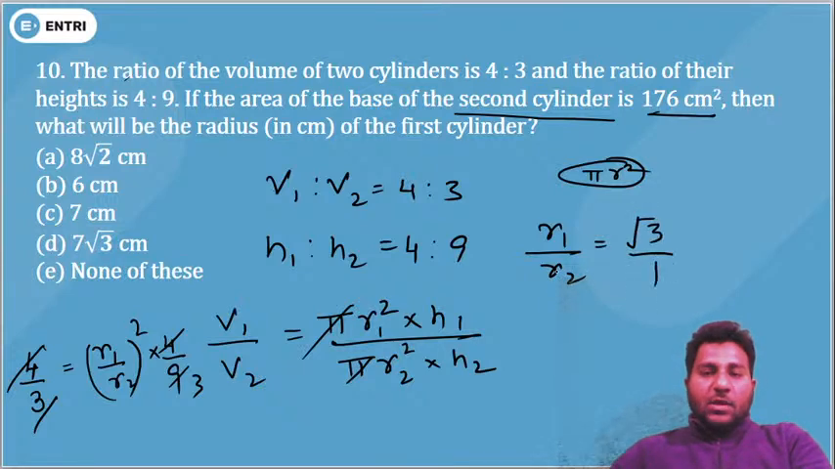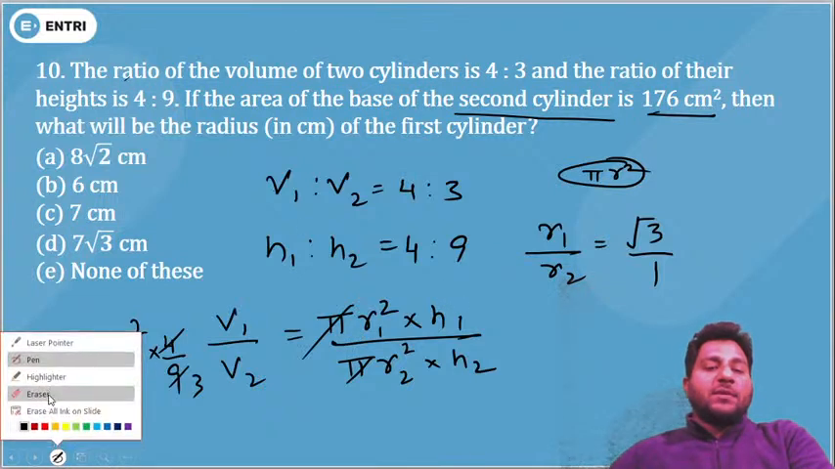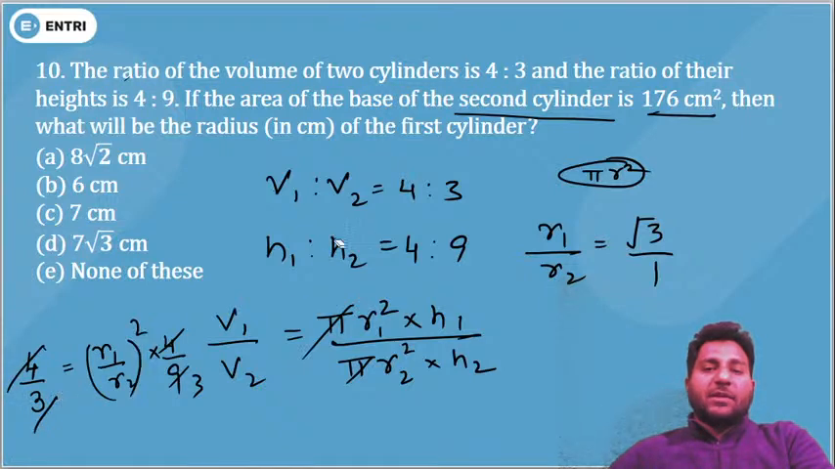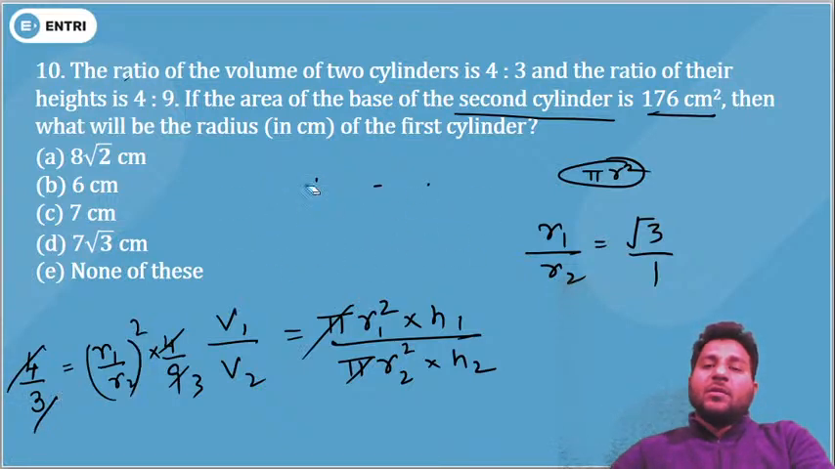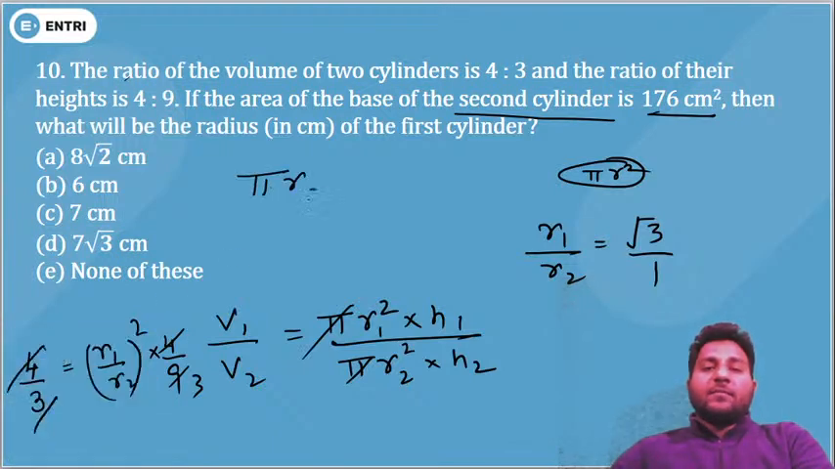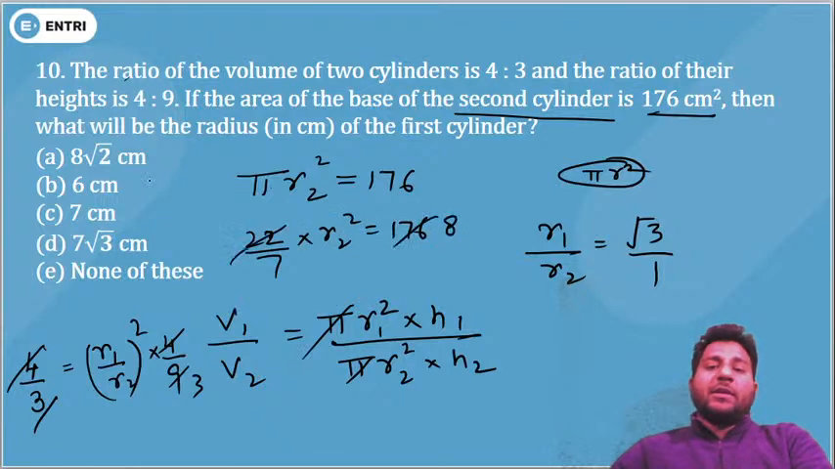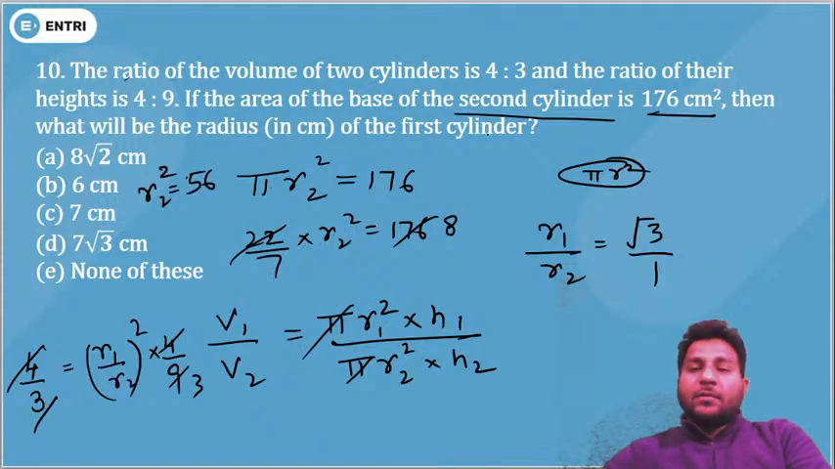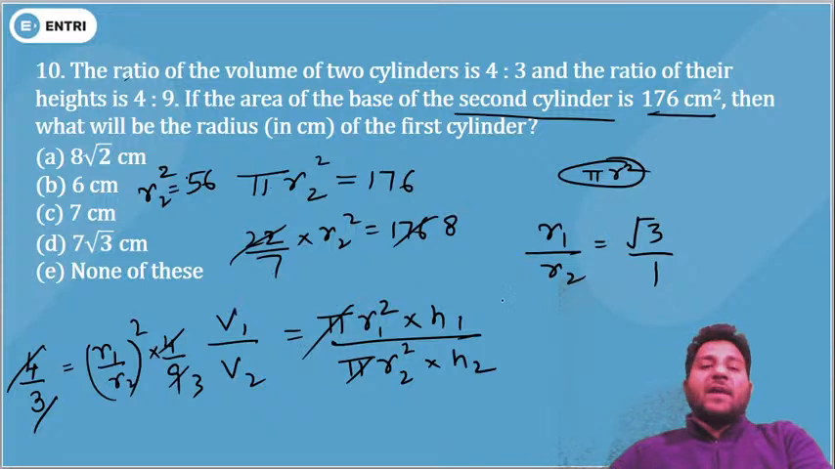Got it? Now what will we do? Just a minute, let me erase this part. From the second statement, we have got the area, and it will be pi r square. So 22 by 7 into r2 square is equal to 176. Clearly it is equal to 8. So r2 square equals 56.